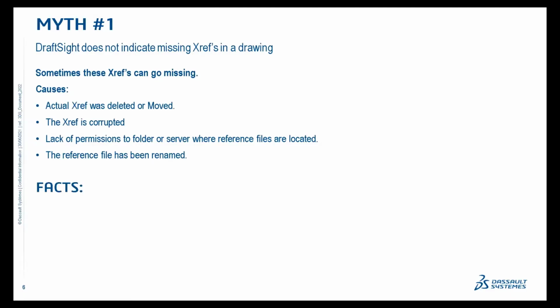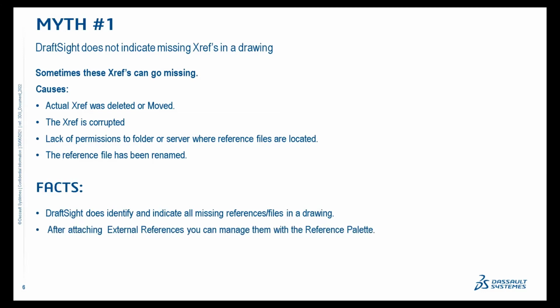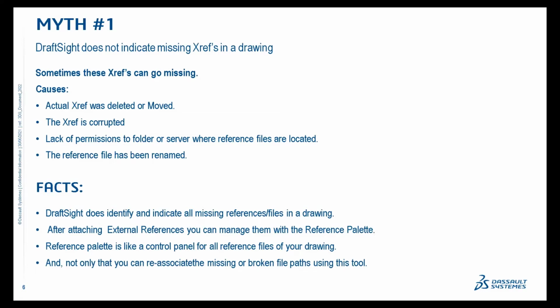And so the facts are that DraftSight does identify and indicate all missing references in a drawing. After attaching external references, you can manage them with the reference palette. Reference palette is like a control panel for all reference files of your drawing. And not only that, you can reassociate missing or broken file paths using this tool.